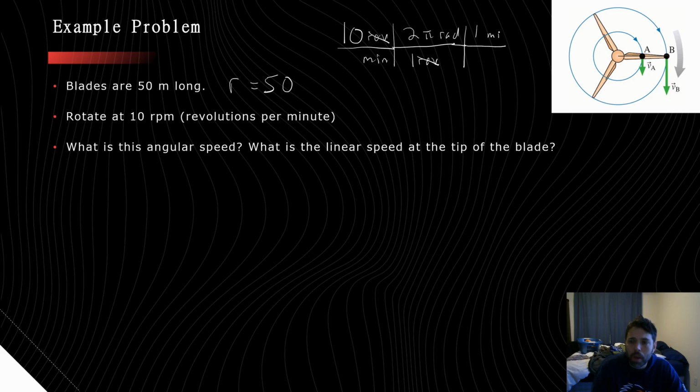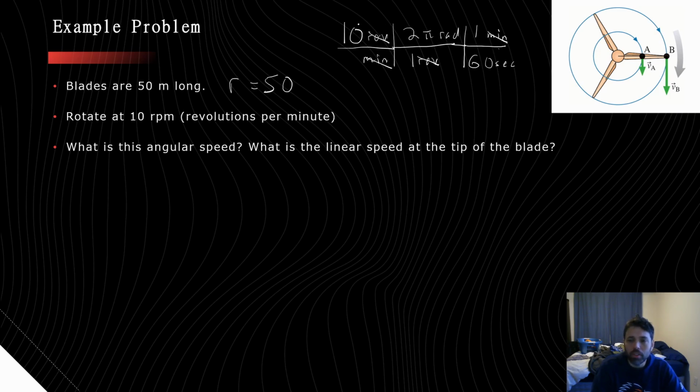Notice I'm up top now, because the minutes over here are downstairs. It's revolutions per minute, so the minutes are downstairs. I have to put minutes upstairs over here so that they cancel. Well, how many seconds in a minute? 60 seconds in a minute. So the minutes cancel. Now what am I left with? Radians per second, right? That's what I wanted.